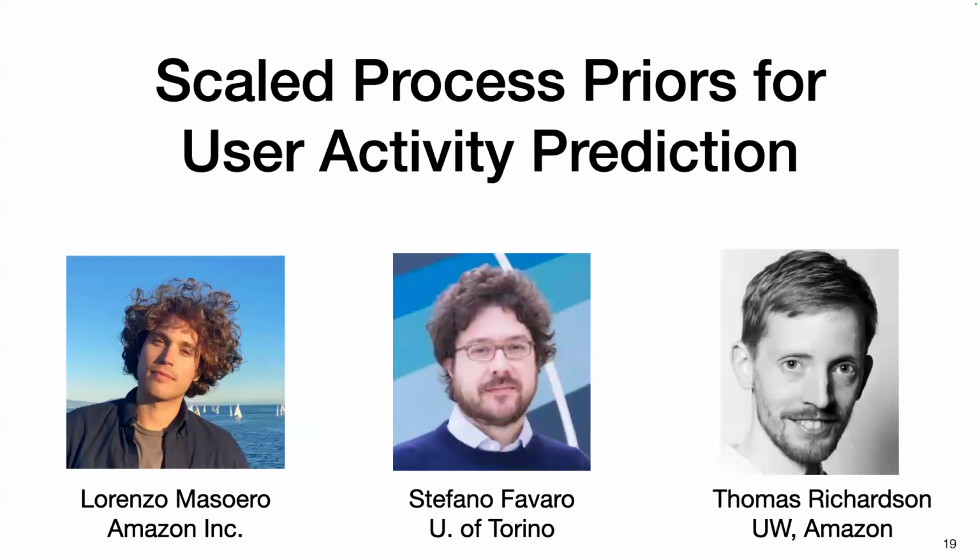So after this very broad overview of Bayesian nonparametric feature allocation, I want to move on to talking about a specific application of scale process priors for user activity prediction. And this is based on joint work with Lorenzo Masoero and Thomas Richardson at Amazon and Stefano Favaro at University of Torino.